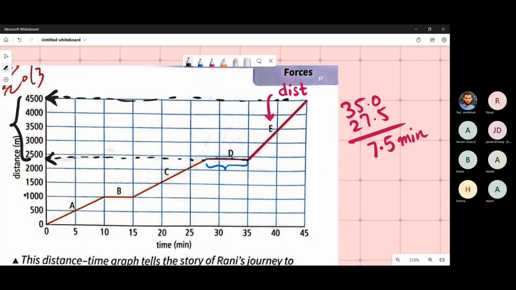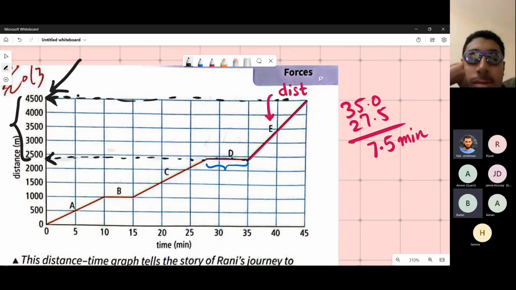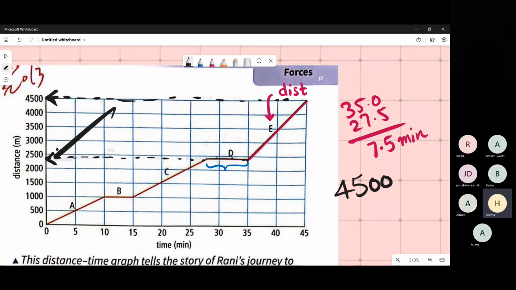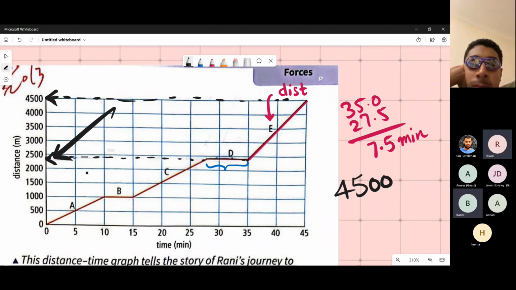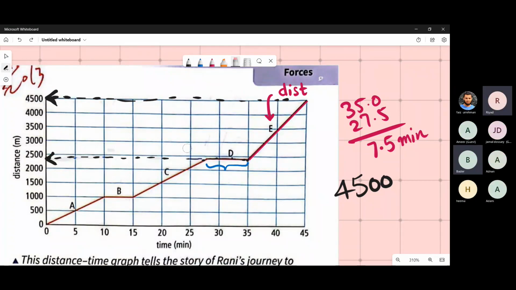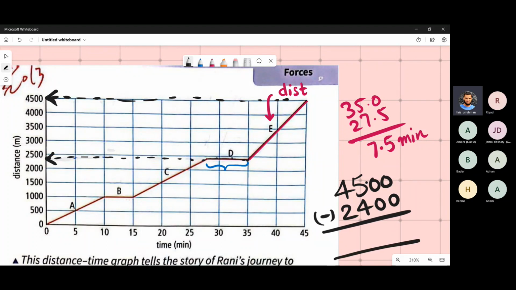2,500. How? What is the top distance? 4,500. What is the bottom distance? 2,500. No, it is slightly less. 2,400. Okay, so 2,400. Subtract these two numbers, Badr, and tell me what you are going to get.